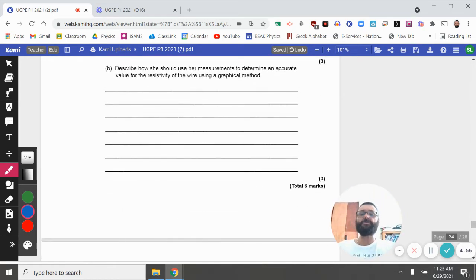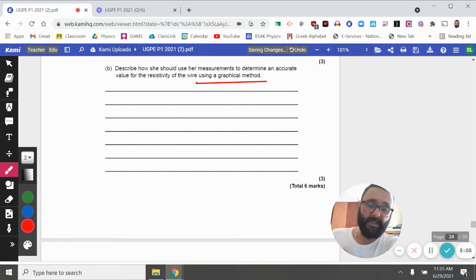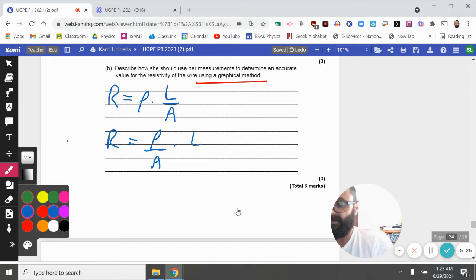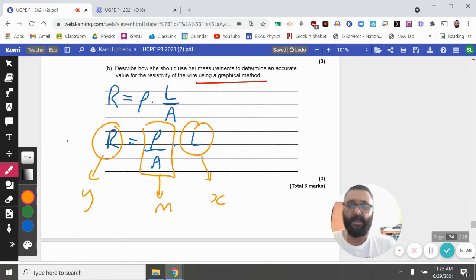Describe how you use the measurements to find ρ using, now this is the important bit, using a graphical method. Previous question gave you axes, but there's nothing to stop you going, okay, what am I going to plot here? Well, let's figure out first. Resistance equals ρL over A. Just going to do a slightly different version. Resistance equals ρ over A times L. Why have I done that? Because it's more obvious that R goes on the y-axis, L goes on the x-axis. The gradient is m.